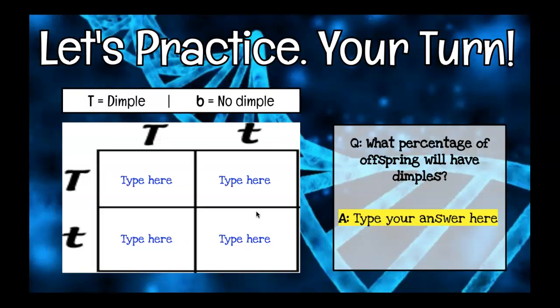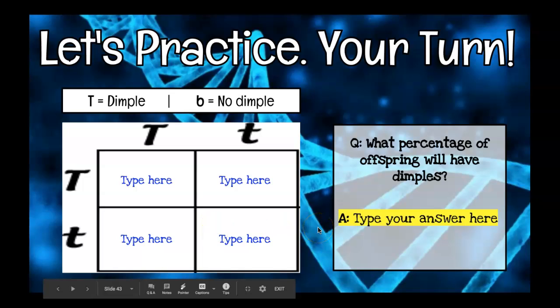Now this one, big T means you get dimples, so that's dominant. Little t means you don't get dimples. So big T, you drop down. Little t you drop down. Big T you bring to the side. Little t you bring to the side.